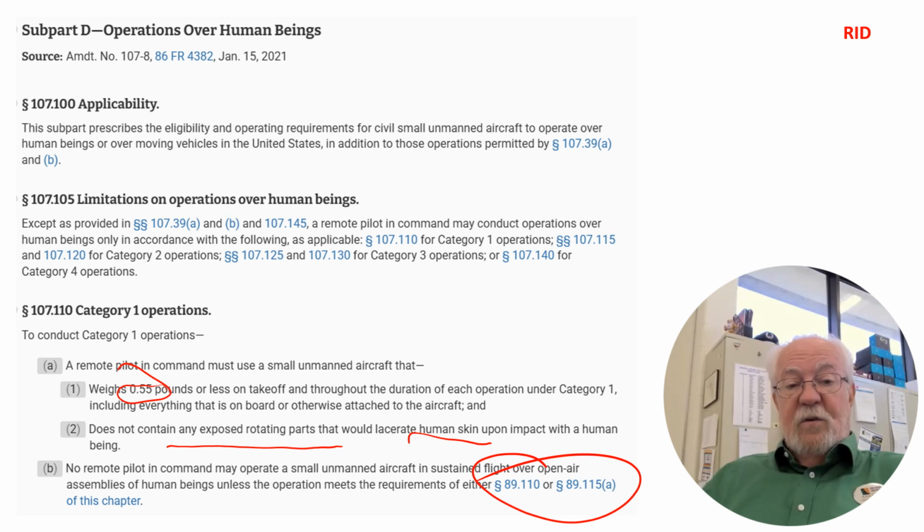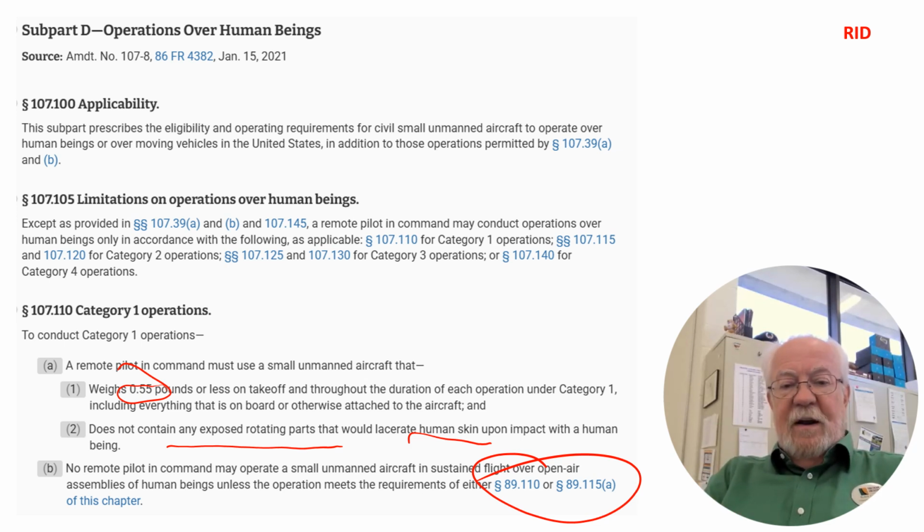Now, if you say it's Category 1 and then you somehow hit a person and cause them to go to the hospital or knock them unconscious, then you were wrong. It's not a Category 1 drone, and you're the one who has just performed a reckless operation. So you want to be very careful in jumping to that conclusion. Remember, it's got to be less than 0.55 pounds, not contain exposed rotating parts, and the topic of today is RID, or remote identification. It must comply with that. So let's look at that.